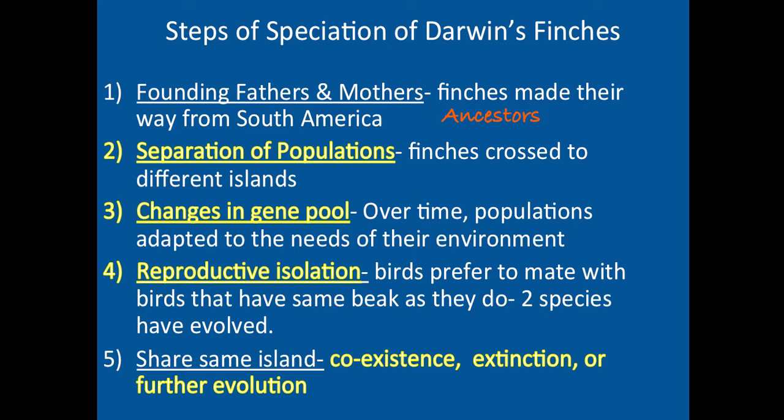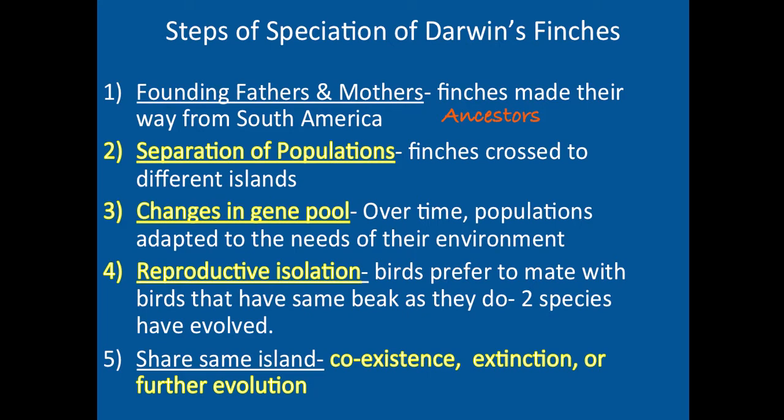All right, so here we have the steps of speciation of Darwin's finches. So we're kind of going back a ways. Please highlight the yellow part. If you've not been doing that, go back and fix that for the past slides. Notice that I have ancestors written in orange. Please add that to number 1. I think that will be more meaningful to you than founding mothers and fathers.